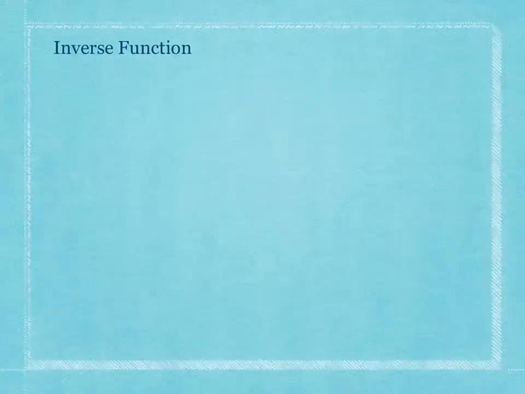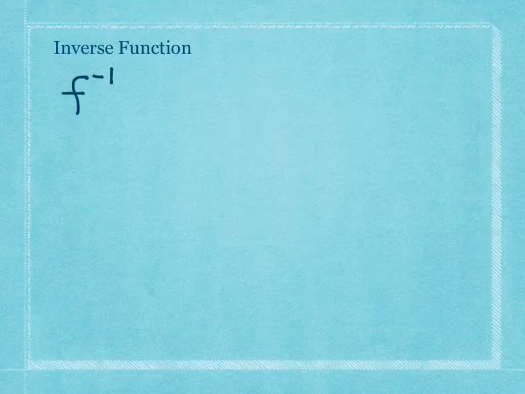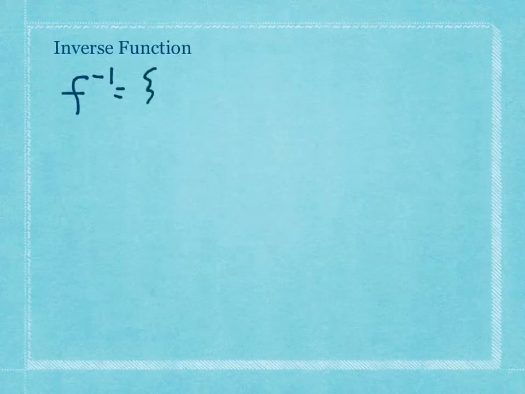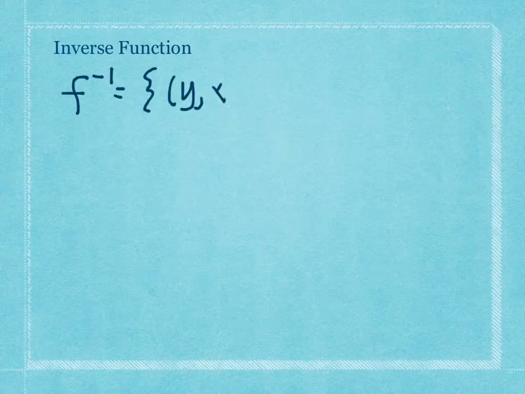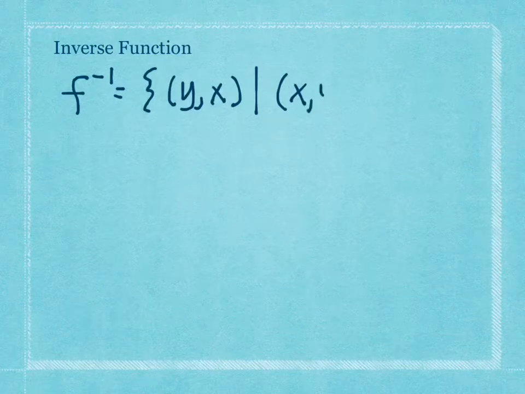And there's notation for this. So the notation looks like a little negative 1, kind of like an exponent. It is not an exponent, but that's what it looks like. That's how I force the computer sometimes to let me do it, as I act like it's an exponent. And what this is actually is all (y, x) such that (x, y) belongs to f.